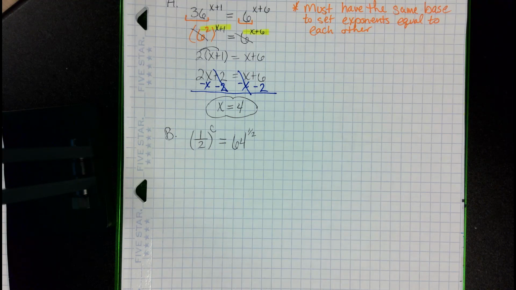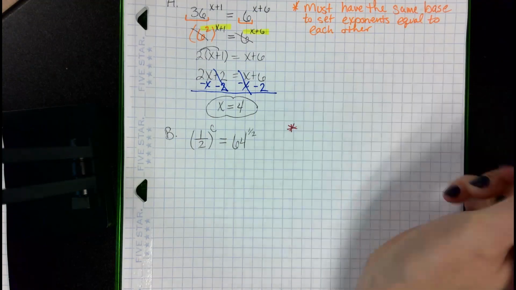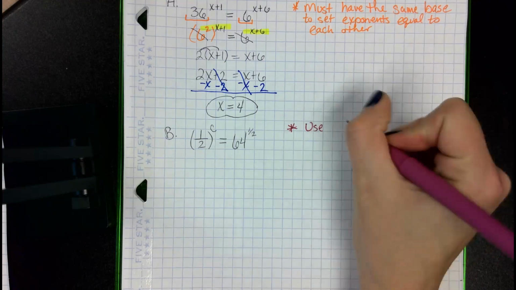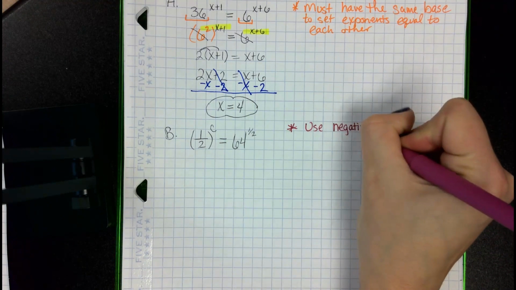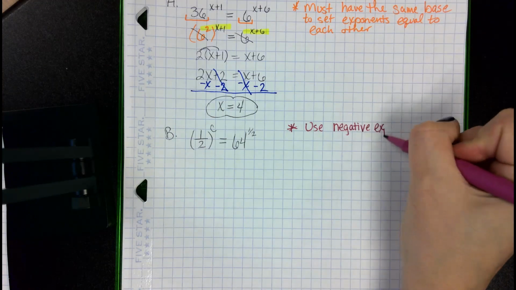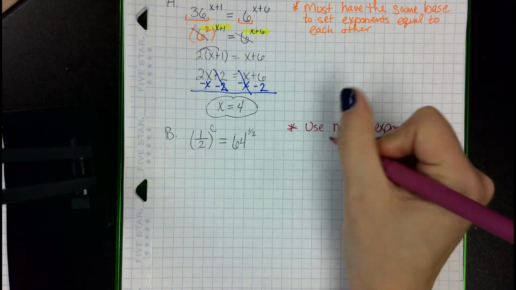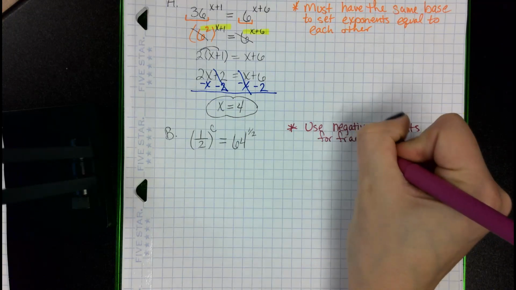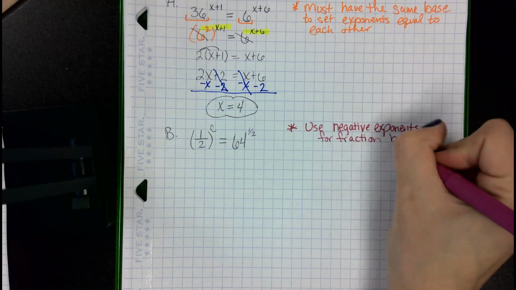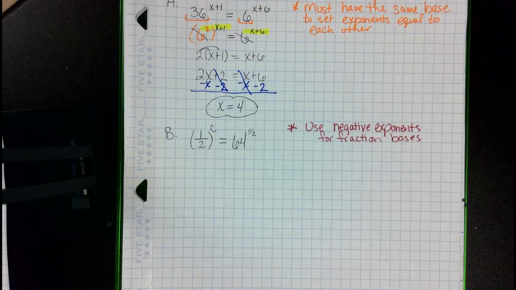My exponential base is a fraction. I don't like it as a fraction. So I can use negative exponents to get rid of the fraction. So that's my note on this one. In this case, I can use negative exponents for fraction base or bases. Since the base of the exponential is a fraction, 1/2 raised to the c, I can use negative exponents.